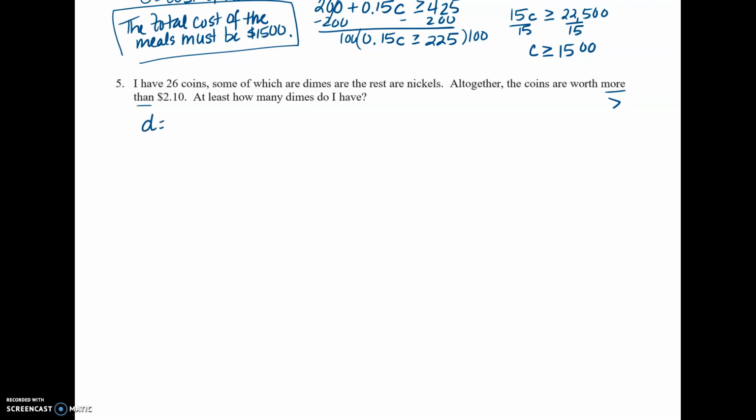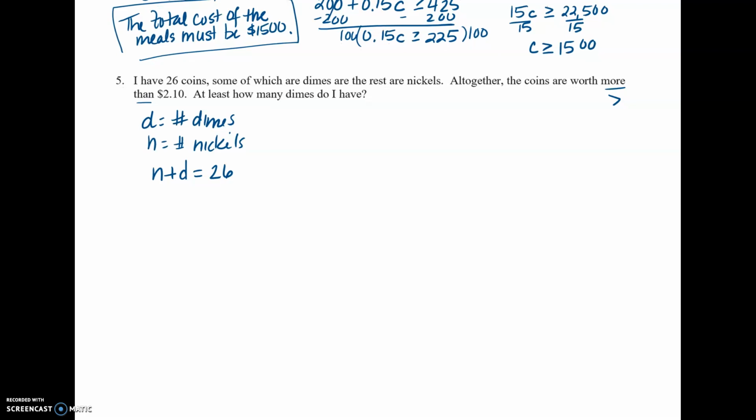Okay, so let's get some things. Let's say D equals the number of dimes. N equals the number of nickels. And together we have 26 coins. So I have nickels plus dimes equals 26. And then from here, if I want to solve in terms of one of them, I'm going to subtract D and I'm going to say nickels equals 26 minus D. So I'm going to keep that for a second.